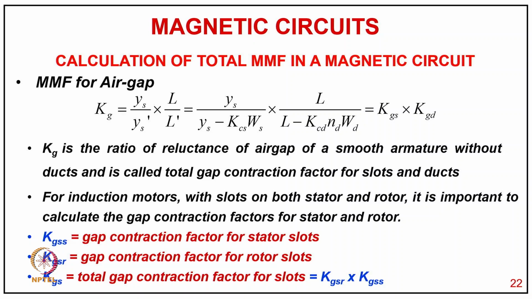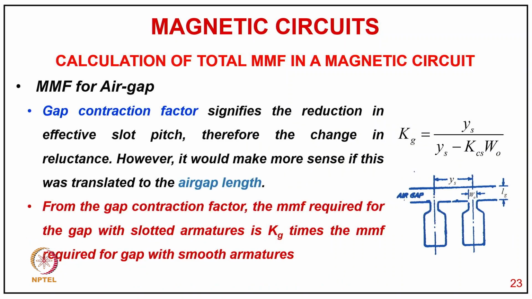And for induction motors, with slots on both stator and rotor, it is important to calculate the gap contraction factor for stator and rotor. So we have here KGSS, the gap contraction factor for stator slot, KGSR, the gap contraction factor for rotor slot, and KGS is the total gap contraction factor for slot, that is KGSR into KGSS. So you have to consider the contraction factor due to the stator slot as well as the rotor slot.